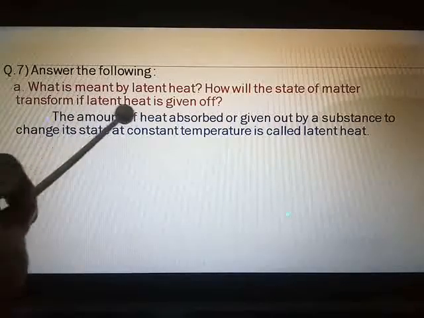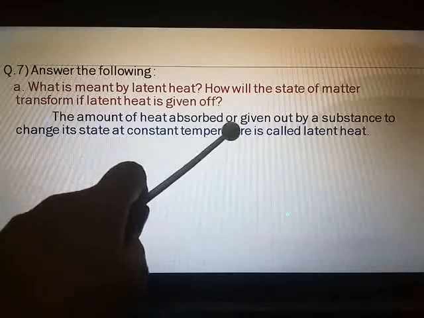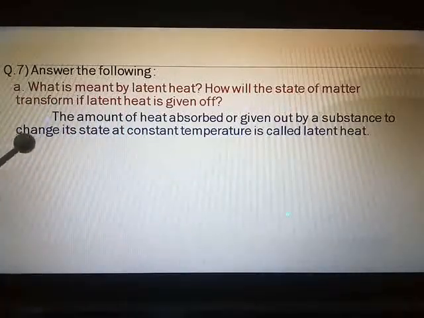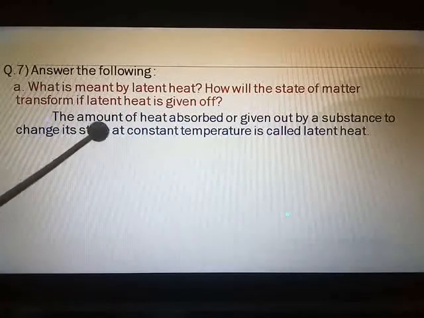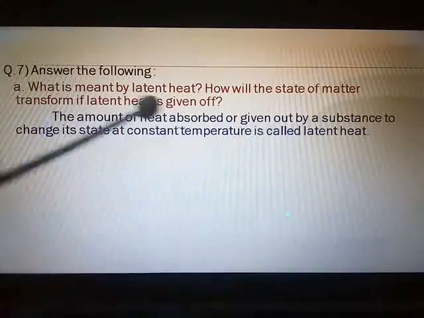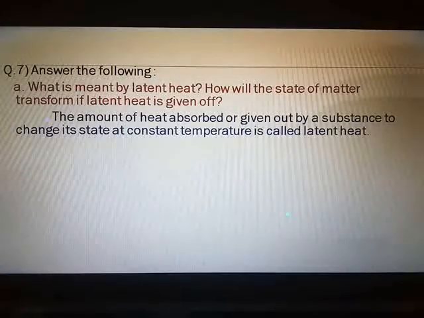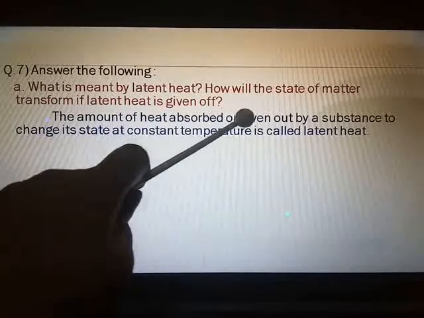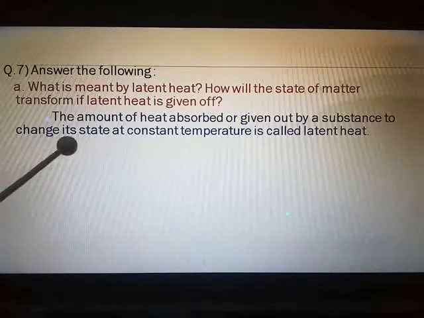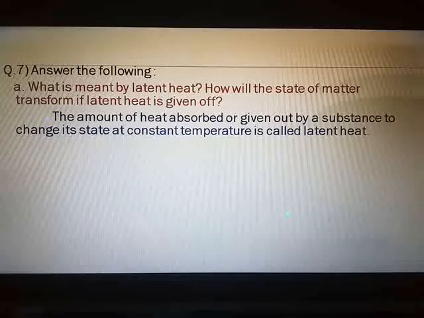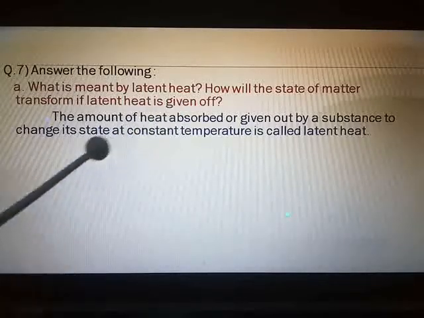The amount of heat energy which is absorbed or given out by a substance to change its state but at a constant temperature, that is called latent heat. So first you have to mention the definition of latent heat. The amount of heat absorbed or given out by a substance to change its state at a constant temperature is called latent heat. Now the second part.